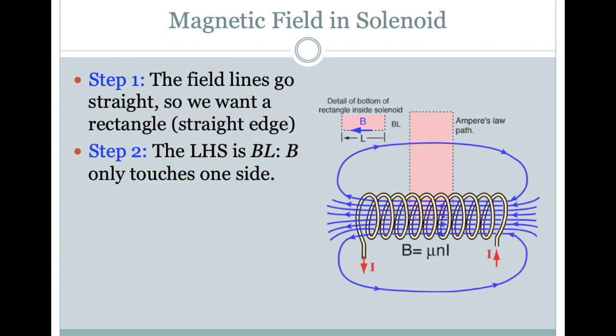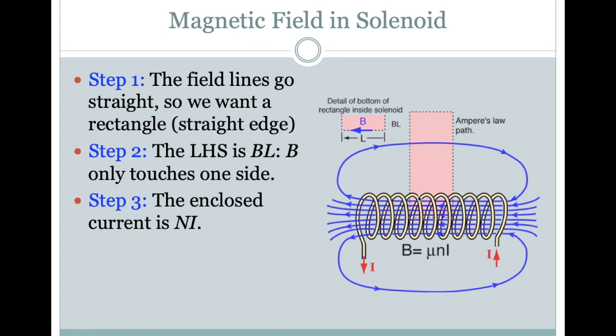The second step is that the left-hand side is B times L. B only touches one side, and because the integral had a dot product, you want the side that is parallel to the magnetic field. These three sides can be ignored. It is just B times this length L. The enclosed current is N times I, because N is the total number of turns within my loop, and I is the current through each.